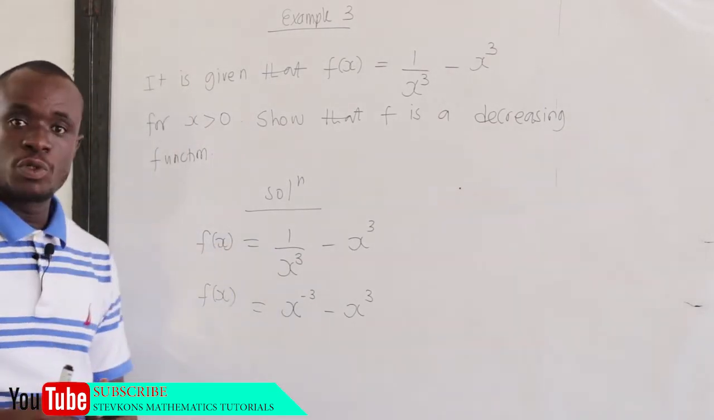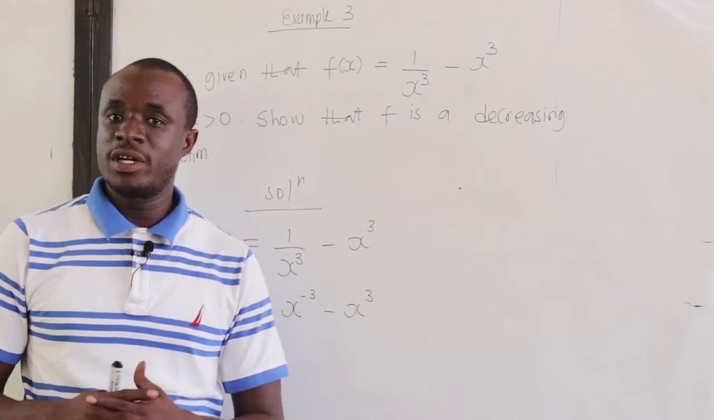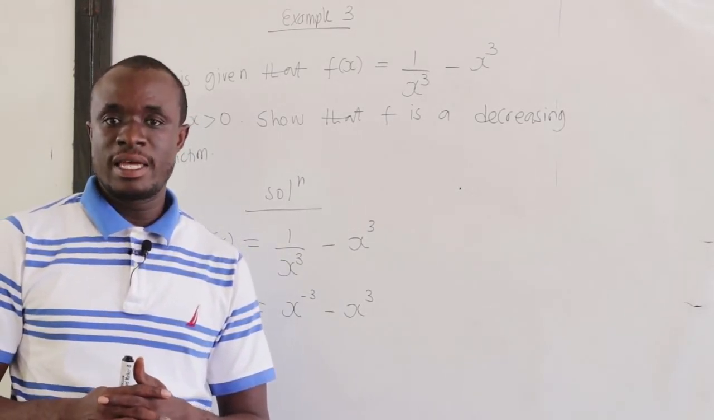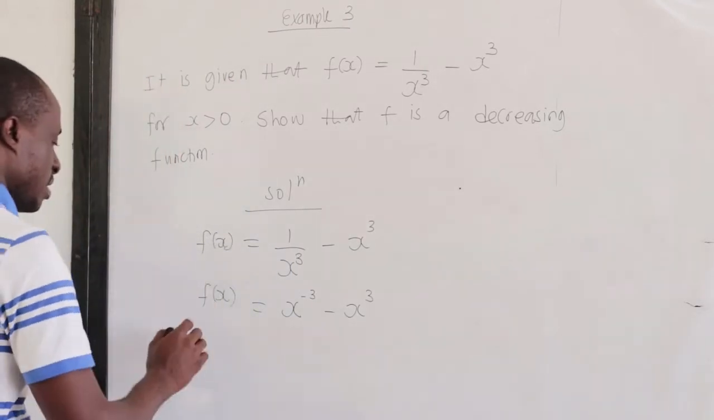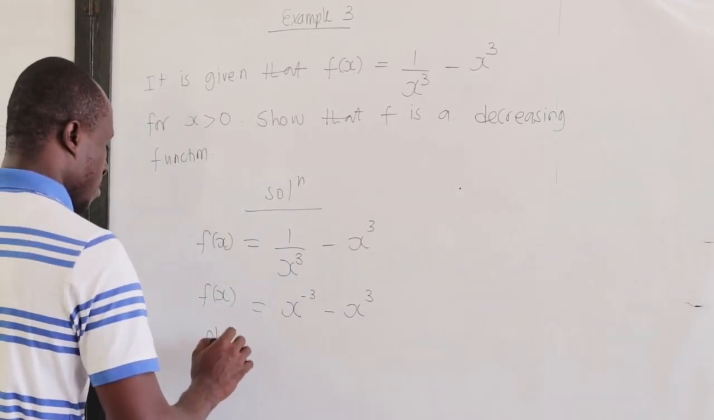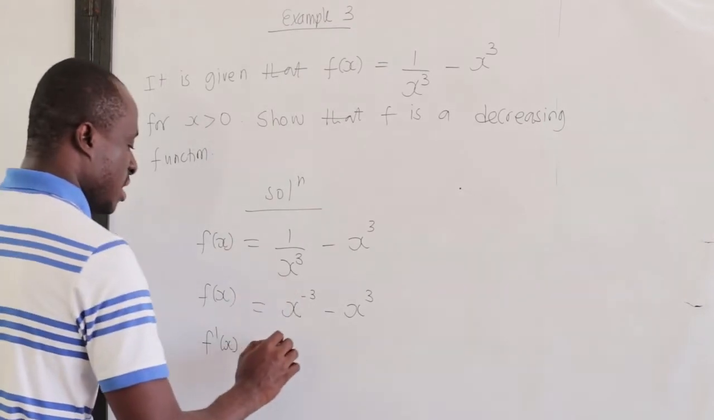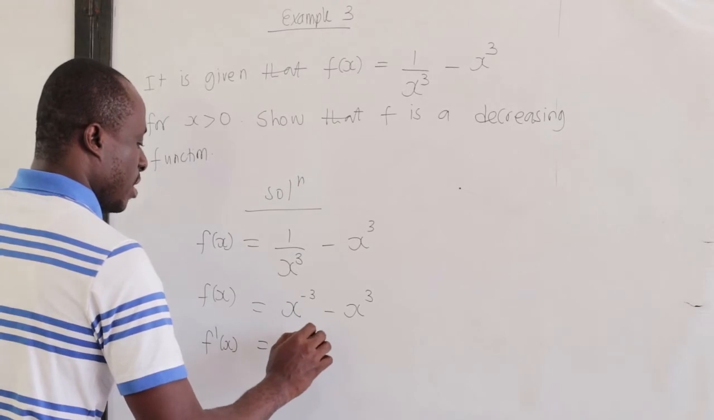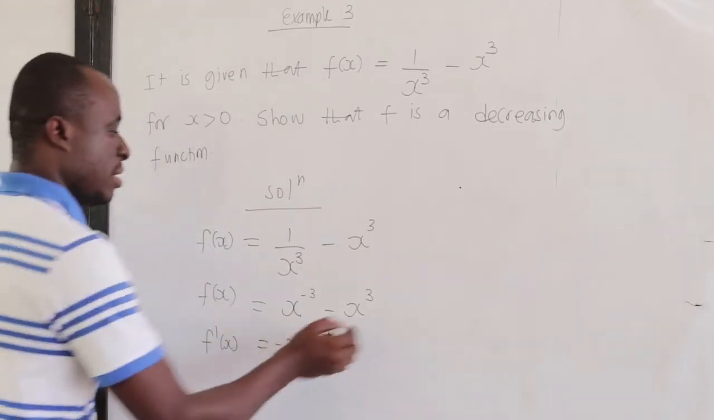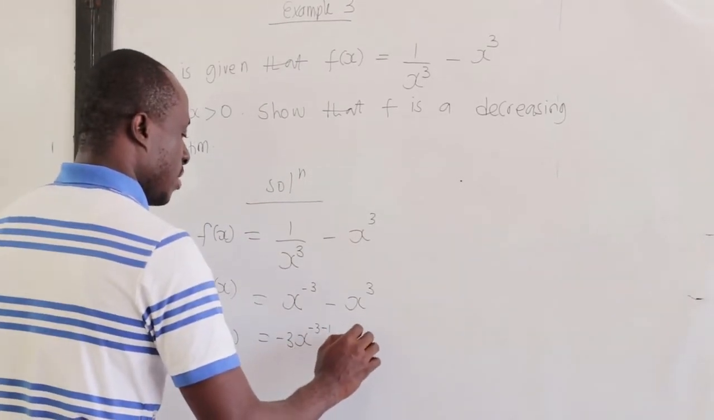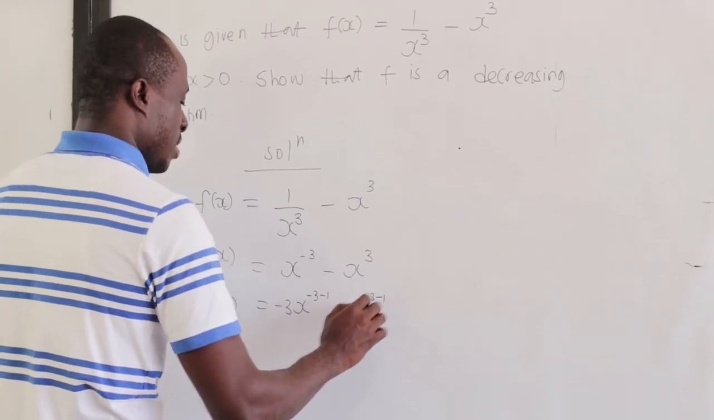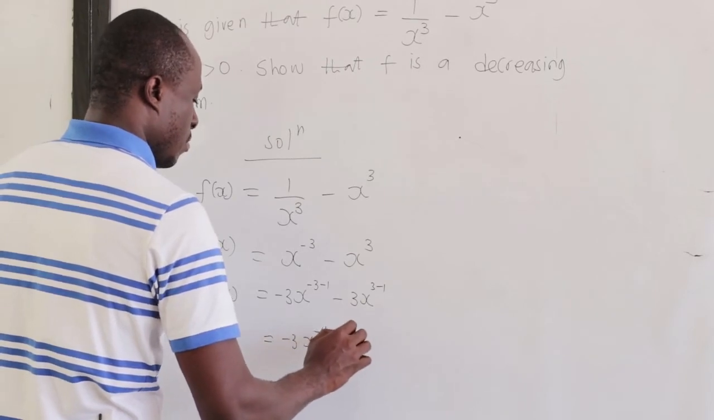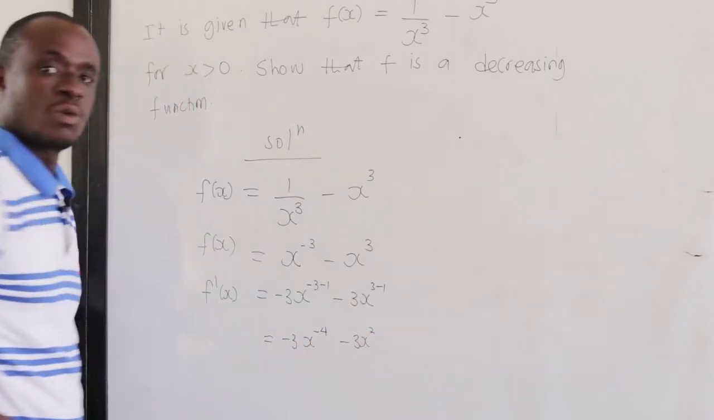Now from here, what are we supposed to do? What is the condition? We know that a function is said to be decreasing if its differential is less than 0. Let's find the differential over here. When you differentiate this, this will give us -3x^(-3-1). It will reduce by 1. When you differentiate this, you get 3x^(3-1). So this is -3x⁻⁴ - 3x².